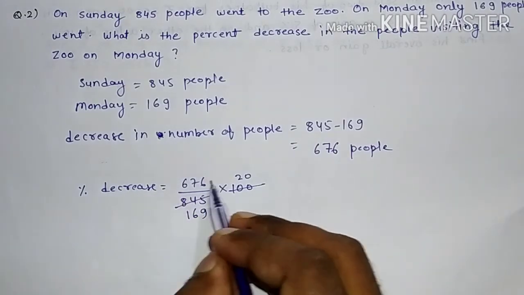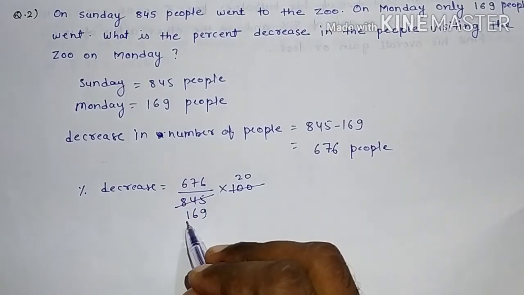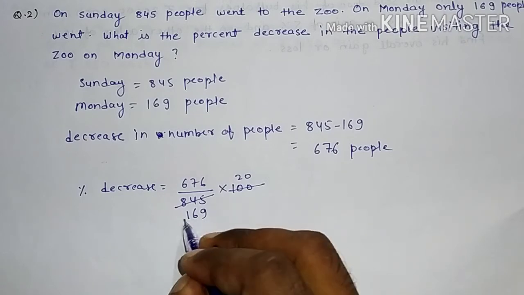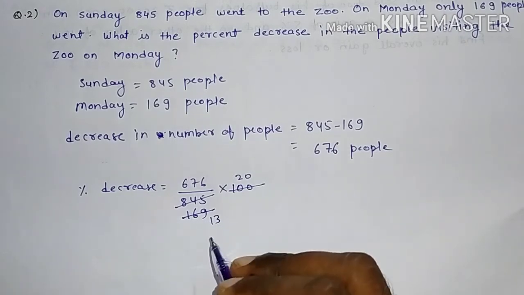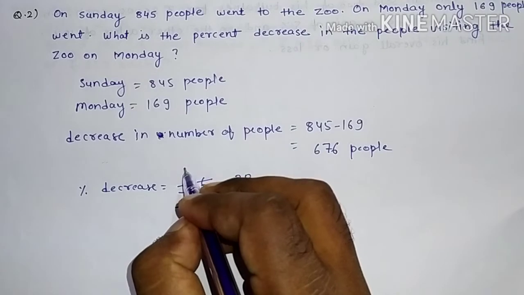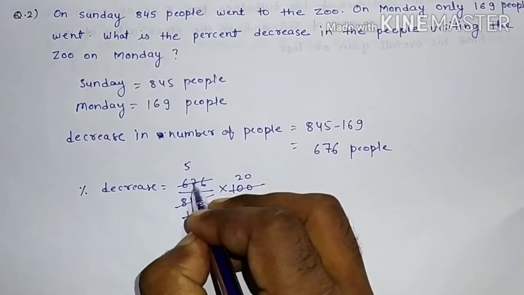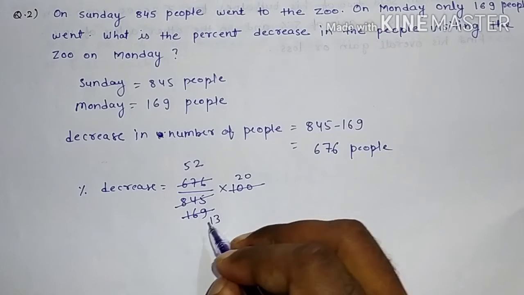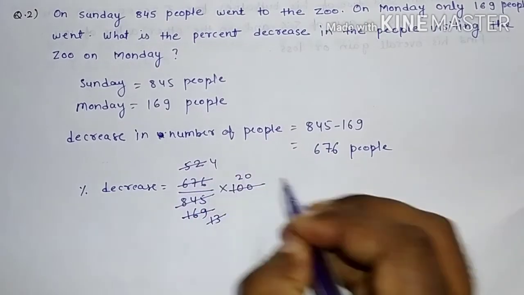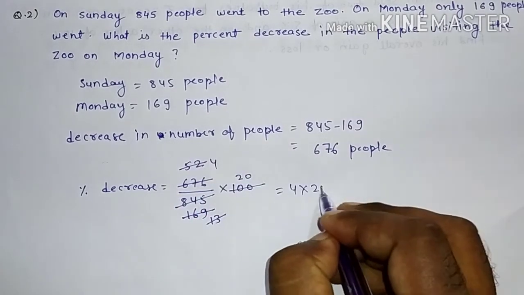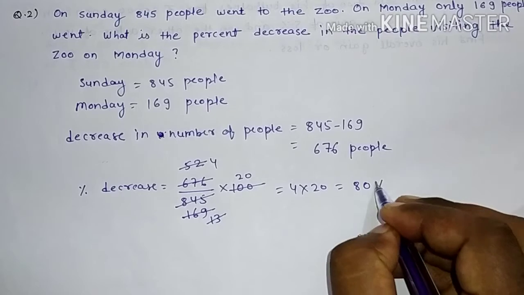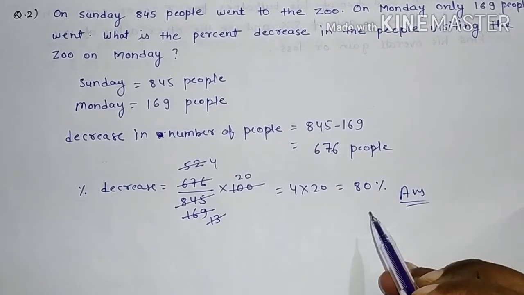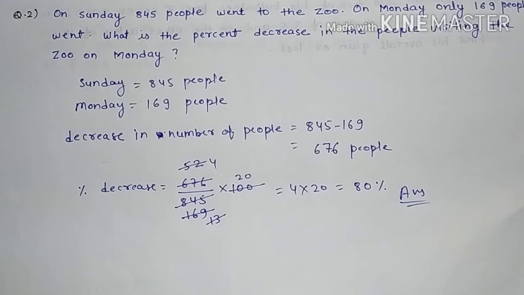Now 676 and 169. 169 is the square of 13, we know that. So just divide by 13. So 13 169, and 13 5 65, 2 26, 13 2 26. Now 13 4 52. So 4 into 20, that is 80%. So this is the answer. So the percent decrease is 80%. Now the next question, that is question number 3.